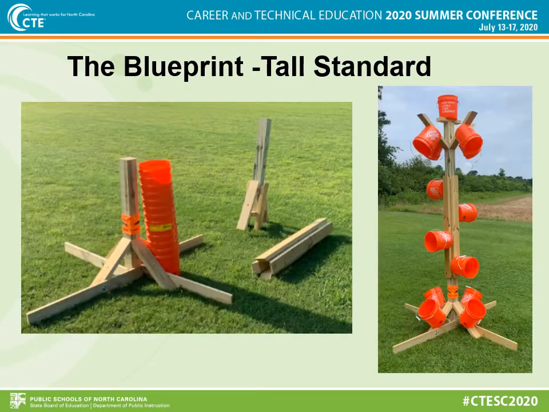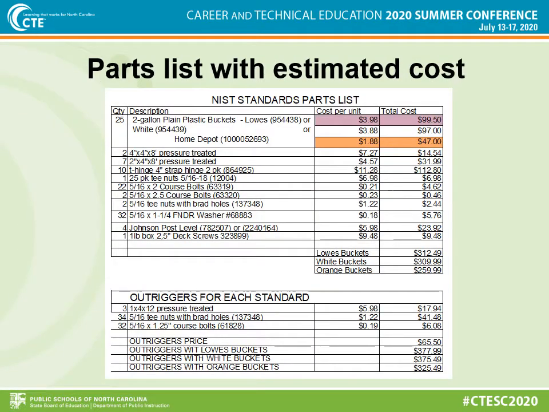The picture on the left shows all Station 3 parts prior to assembly. The picture on the right shows Station 3 completely assembled, including its outriggers. The total cost of parts for these NIST standards is between $259 and a high of $377 with the outriggers for all standards as shown.